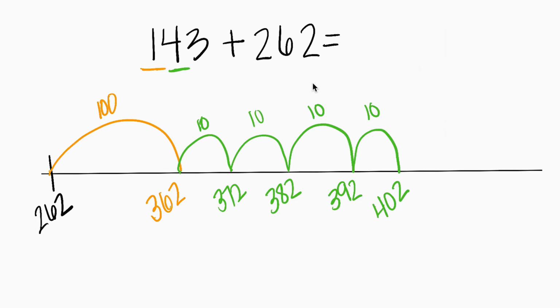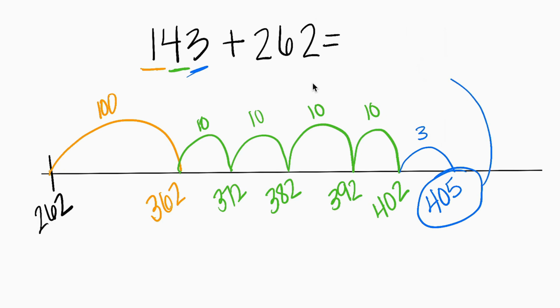It just is a representation. So now I'm going to look at the ones place. I have 3 ones, so I'm just going to jump 3 more, and I'm going to get 405. And I'm going to circle that so I remember where I landed, and then I'm going to write it. Okay, so that is how you do addition on a number line.